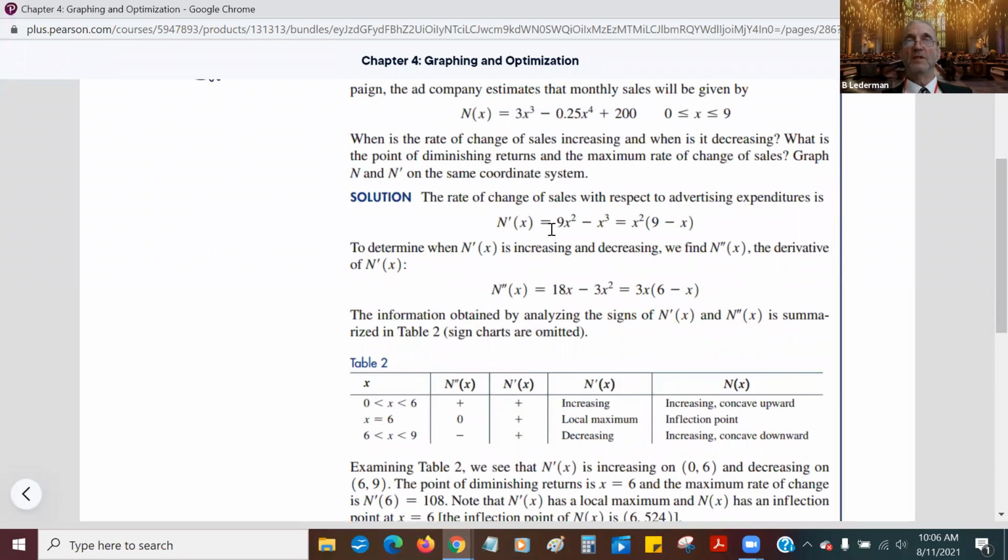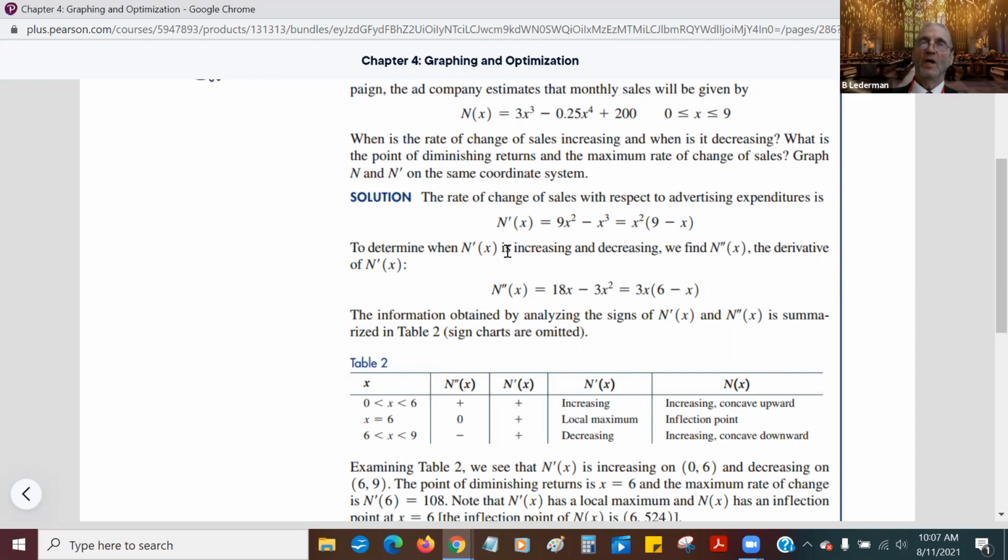So N'(x) is 9x^2 - x^3, which is x^2 times (9 - x). So right away we see where the 9 comes from, because when x is bigger than 9, it's going to become negative. So the sales will actually decrease, which doesn't make any sense. Why would more advertising decrease sales? It just means that this model only works up to 9.